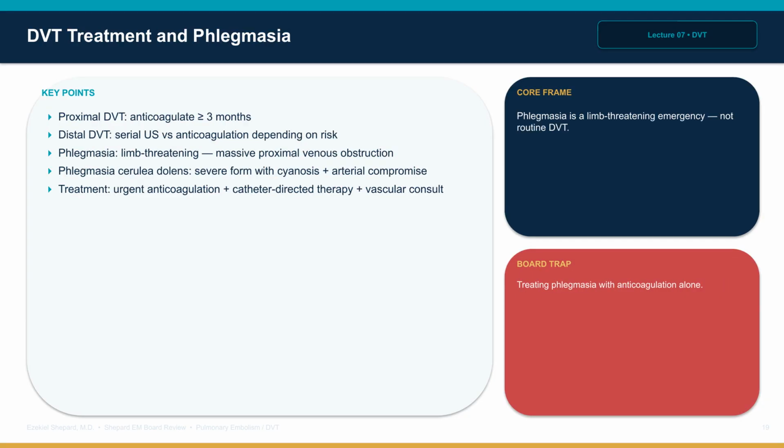DVT treatment is anticoagulation. Proximal DVT generally needs anticoagulation for at least 3 months. Distal DVT may be managed with serial ultrasound or anticoagulation depending on risk. Phlegmasia is a limb-threatening emergency from massive proximal venous obstruction. Phlegmasia ceruleum dolens is the severe form with cyanosis and arterial compromise. Treatment is urgent anticoagulation plus catheter-directed thrombolysis or thrombectomy with vascular surgery and interventional radiology consultation. The board trap is treating phlegmasia like routine DVT.